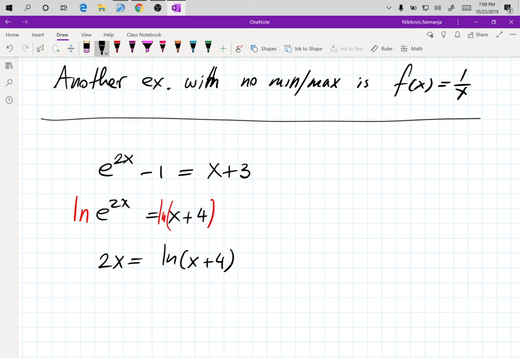So now, what are you going to do? Remove ln by using e on both sides? Right? Yeah, so you have the idea. So the problem like this cannot be solved algebraically. So how do we solve it?